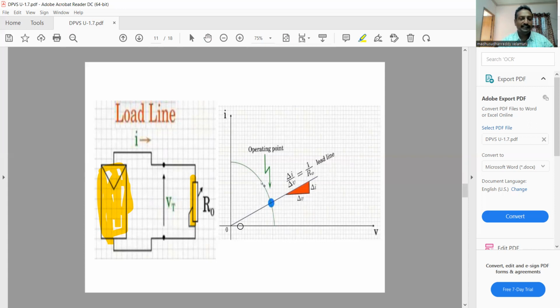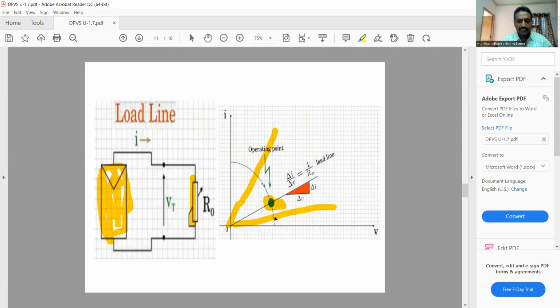So what is the load line? The change of voltage with respect to the current is called the load line. Here, for example, we are having the load line. If the resistance decreases, then the load line changes here. If the resistance increases, the load line changes here.